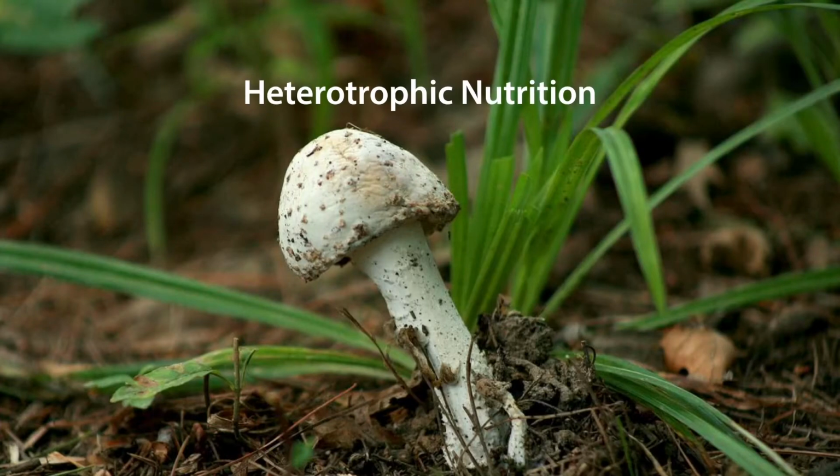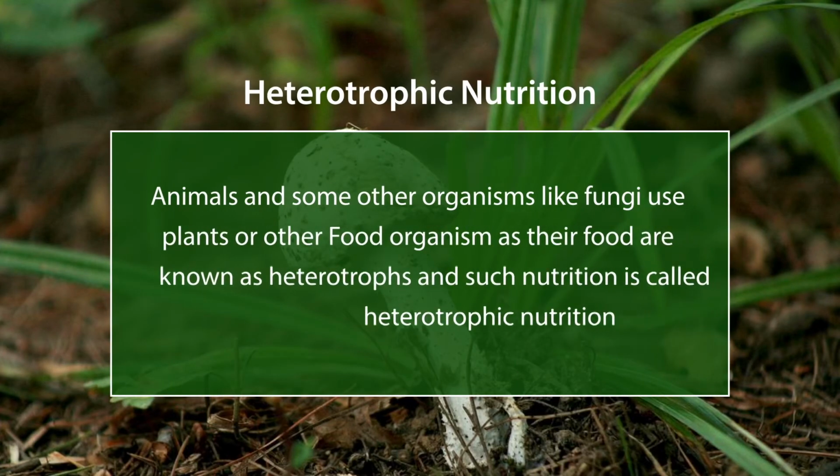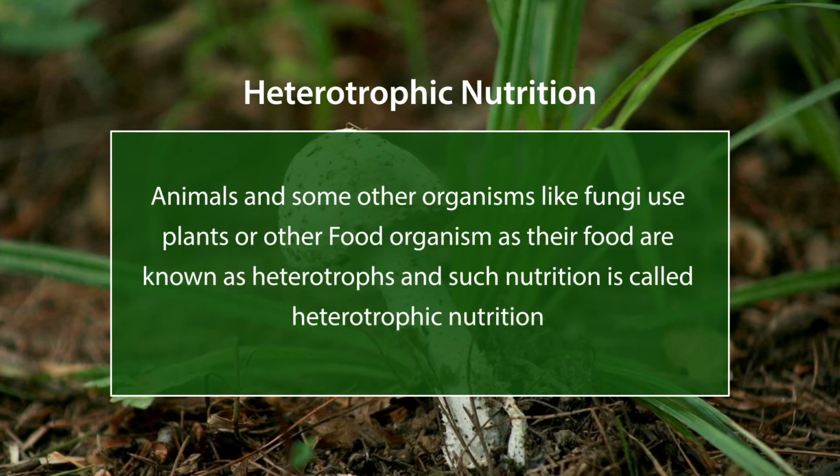Then when you talk about heterotrophic nutrition, generally we say that animals and some other organisms like fungi use plants and other organisms as their food. So they are known as heterotrophs, and such nutrition is called heterotrophic nutrition. They do not make their own food. They use the food developed by other organisms, like fungi growing on a plant. So fungi is an example of heterotrophic nutrition.